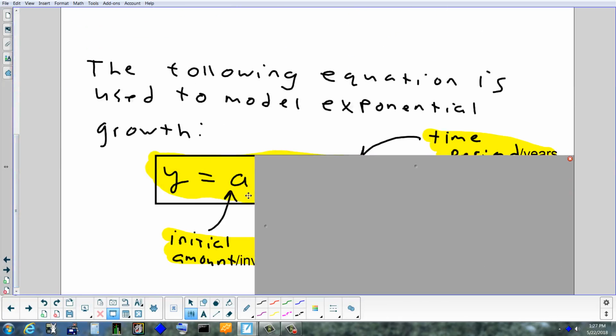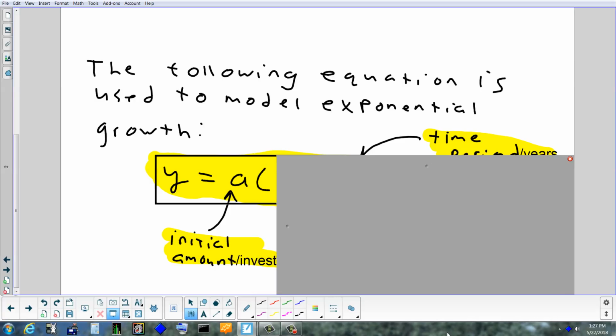First thing on there is just like before, A. A is your initial amount or your investment. Just like we did y equals a times b to the x, A was what y equals when x was 0. The beginning, what you start with. Same type of idea here. What are you starting with? How much are you putting in? How much are you investing in the start? That's going to be your A.